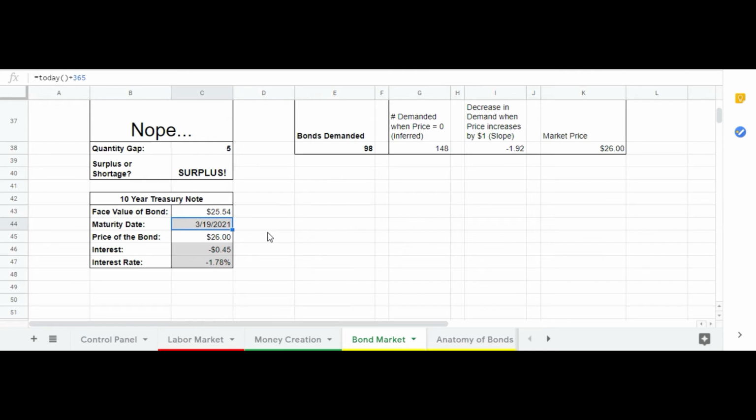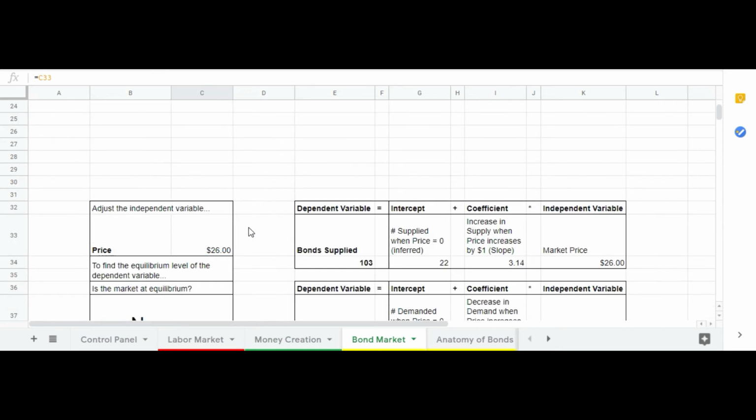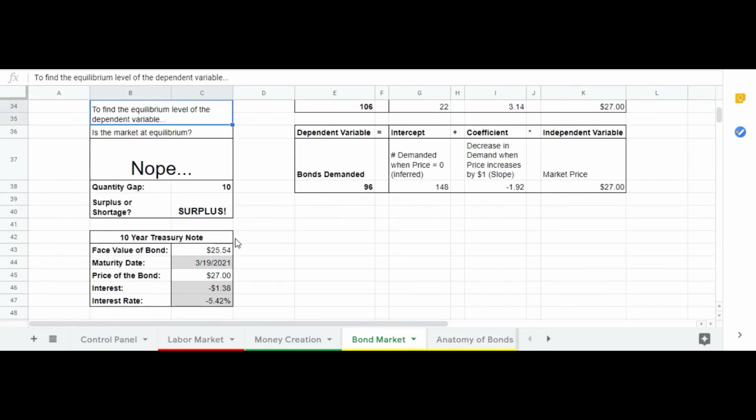This is how the negative interest rate works with a bond. The bond price, the amount that we're willing to loan or pay, exceeds what the person buying the bond will get back after the bond matures. Clearly, as the bond price goes up, if we were to make it $27, the interest rate would go even further into the negatives. So appreciate the mechanism here, right?